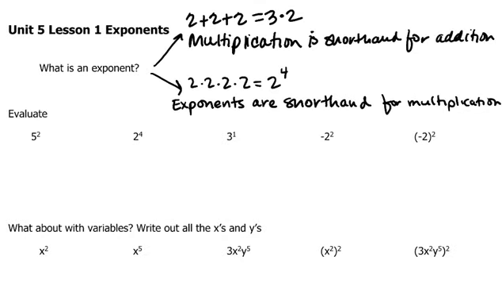Today we're going to be talking about exponent rules. And so we'll start by just taking numbers to exponents. So 5 squared is like 5 times 5, which is 25.